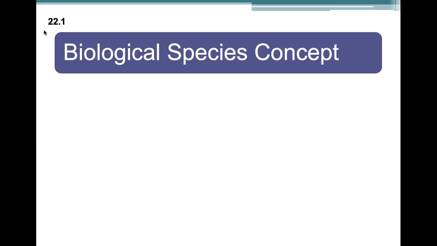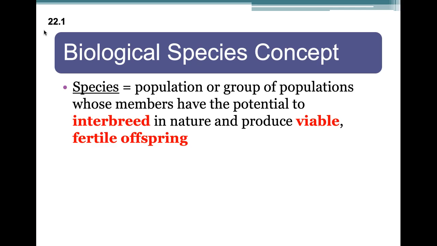Since we now know what speciation is, when you have one species that splits into 2 or more over time, what exactly is the definition of a species? So the biological species concept defines species as a population or a group of populations whose members have the potential to interbreed in nature, and they have to produce viable, fertile offspring. So living and fertile means that they're able to reproduce as well.